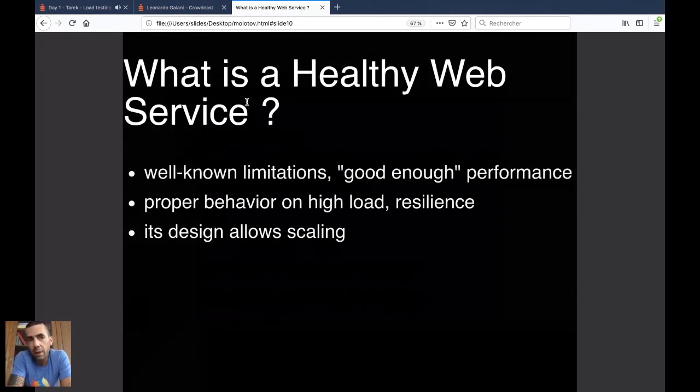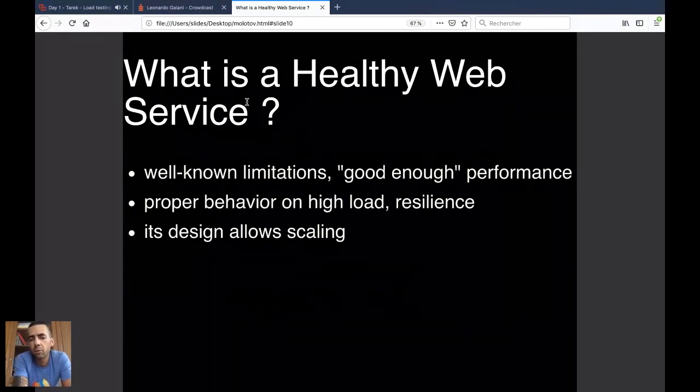So a healthy web service is a web service where you know its limitations. You know that when it reaches this amount of concurrent requests, something is going to break, whether it's the CPU or the memory. And it has a proper behavior when it happens, which means it tells the next client, okay, I can't answer anymore to your requests. Here is a 503. Please come back later. And when the user comes back later, everything is working again. And the third point is it has a design that allows scaling if you need it.